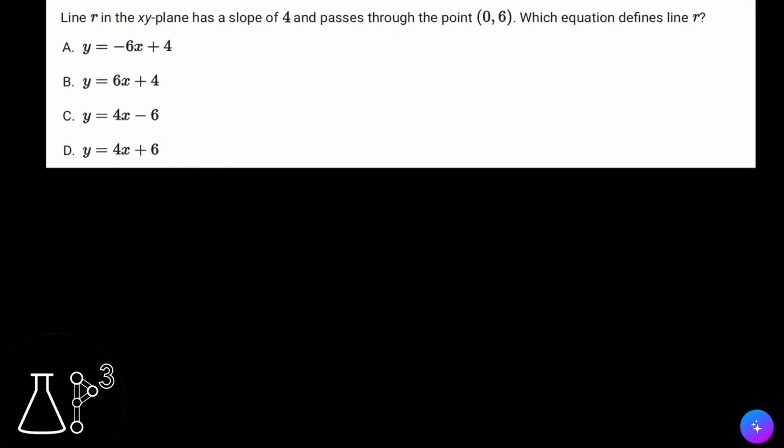Line R in the XY plane has a slope of 4 and passes through the point (0, 6). Which equation identifies line R? Okay, so let's analyze the information that's given. I'm given a slope of 4 and the point (0, 6). In our equation, 4 is m, which is the slope. We're also given (0, 6), and because x is 0, this is the y-intercept.